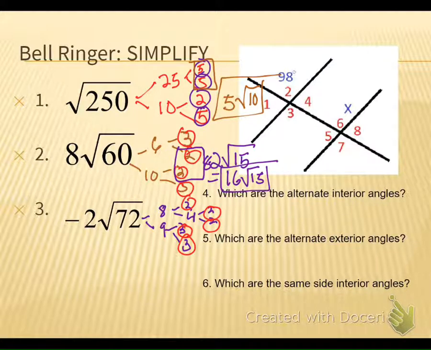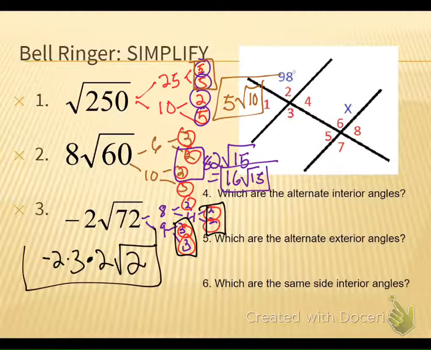Box in the ones that have buddies. The ones that have buddies here are the 3s. They come out front, so negative 2 times 3. The 2s times 2. That's a times sign, even if it looks like a minus. And then square root of what didn't have a buddy? The 2, right? So the 4 we broke down further.